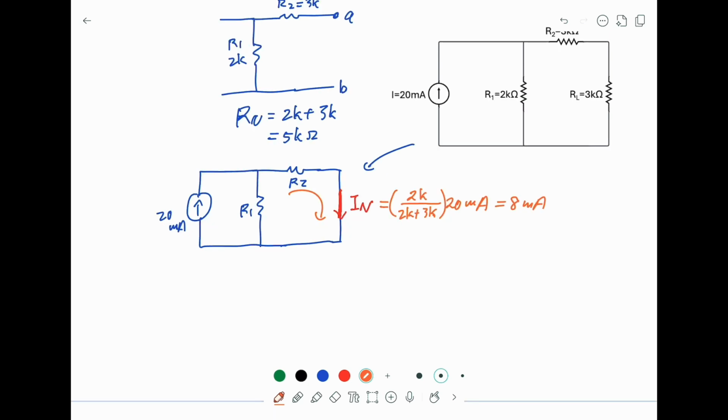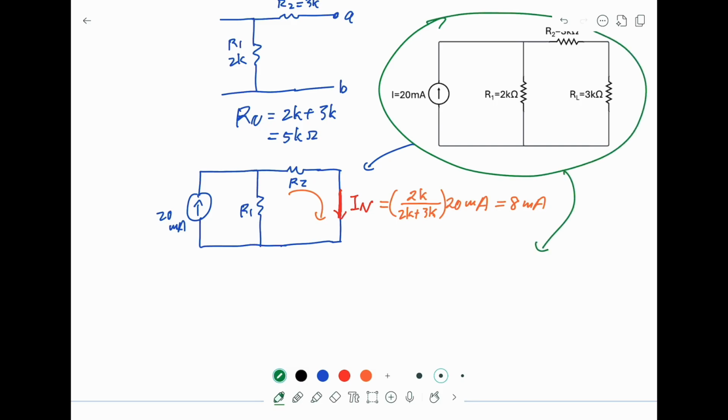So we can replace our original circuit here by the Norton equivalent circuit. This is the Norton equivalent current source. And this is connected in parallel with the Norton equivalent resistor. And now we connect our load resistor in parallel.